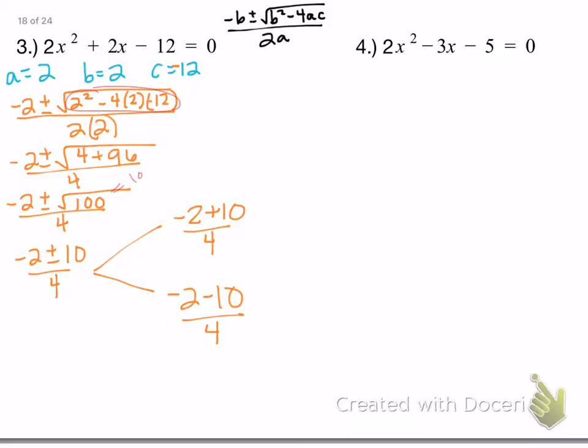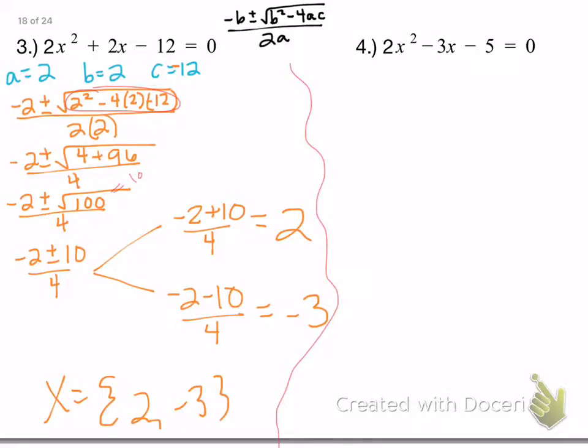Well, we're going to go ahead and find those values. So negative 2 plus 10, then we divide by 4, that gives us 2. And then negative 2 minus 10 divided by 4 gives us a negative 3. So my set of solutions here are 2 and negative 3. Perfect, so there's that one. Let's go ahead and try number 4.